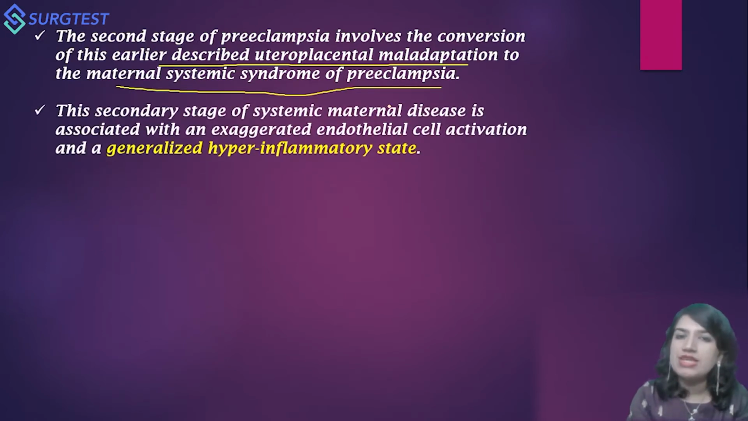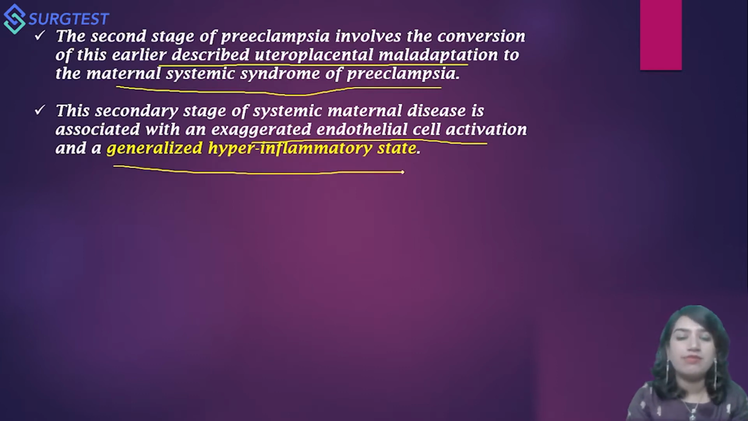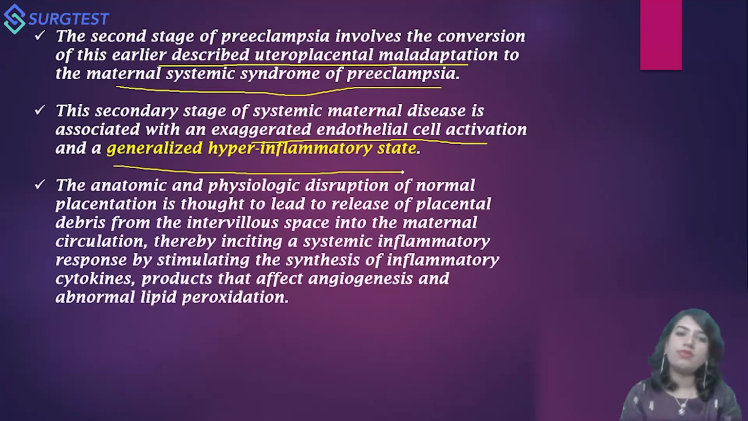So the secondary stage of systemic maternal disease, it is associated with an exaggerated endothelial cell activation and a generalized hyperinflammatory state. So the anatomic and physiologic disruption of normal placentation is thought to lead to release of placental debris from the intervillous space into the maternal circulation. So what happens when there is abnormal trophoblastic invasion?